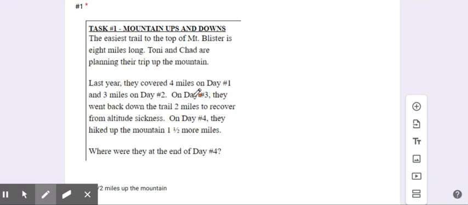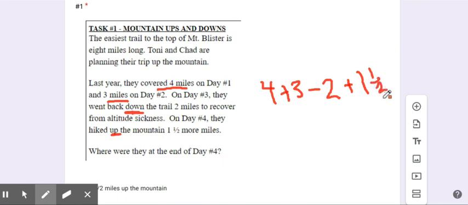Okay, so day one, they covered 4 miles. So they went up 4 miles on day number one and 3 miles on day two. So I got 4 plus 3. Okay, on day three, they went back down. So they're going down 2 miles. So I'm going to subtract 2 miles. And on day four, they hiked up 1.5 more miles. So I'm going to add 1.5 more miles. So where are they at the end of day four?